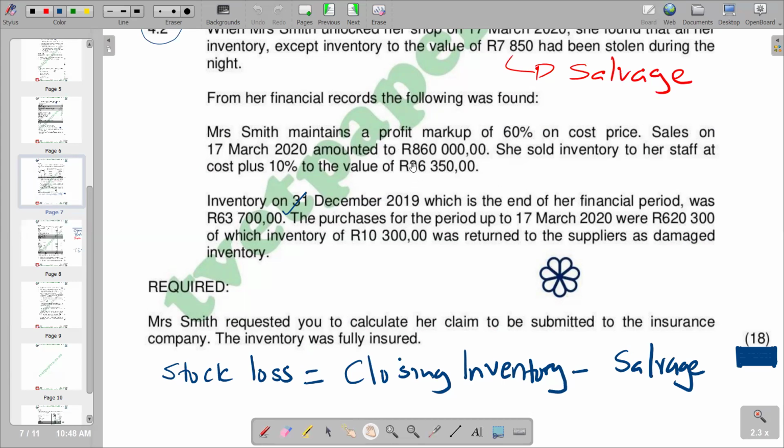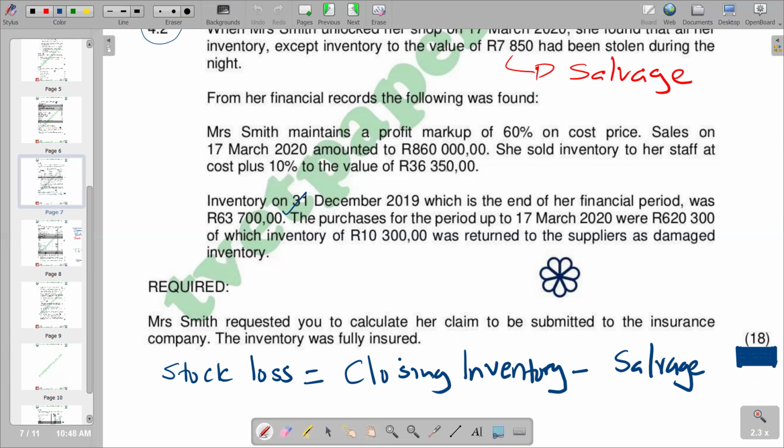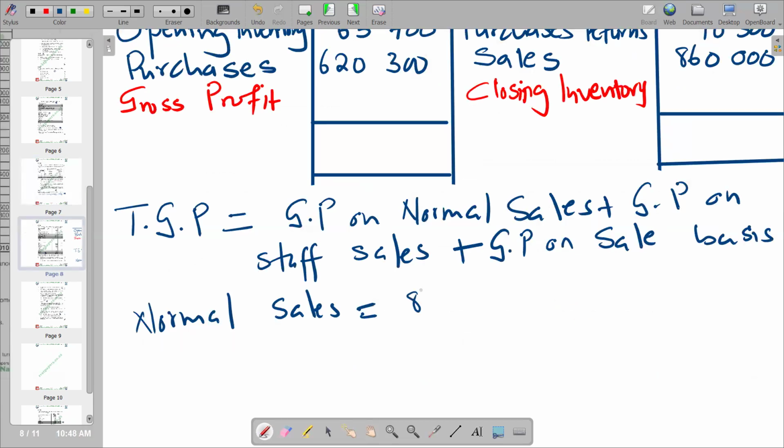We do not have sales that took place on a sale basis in this case. So we are only going to have gross profit on normal sales and gross profit on staff sales. To calculate normal sales, we say total sales, which you are given as 860,000, minus staff sales of 36,350.